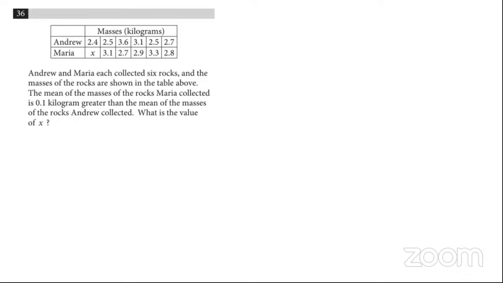So the question says, the mean of the masses of the rocks Maria collected is 0.1 kilogram greater than the mean of the masses of the rocks Andrew collected. Cool. So we have to find the mean of the masses of the rocks Andrew collected. And if we add 0.1 to that, we'll get the mean of the masses of the rocks Maria collected.